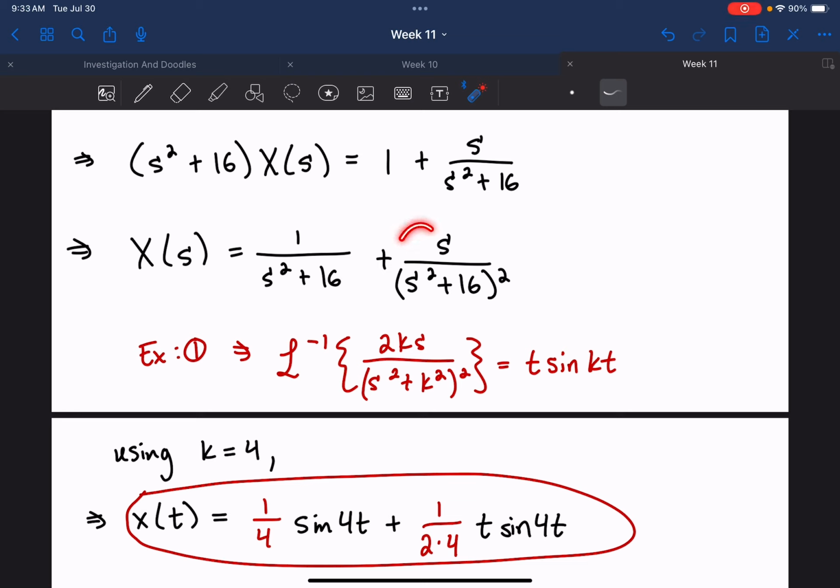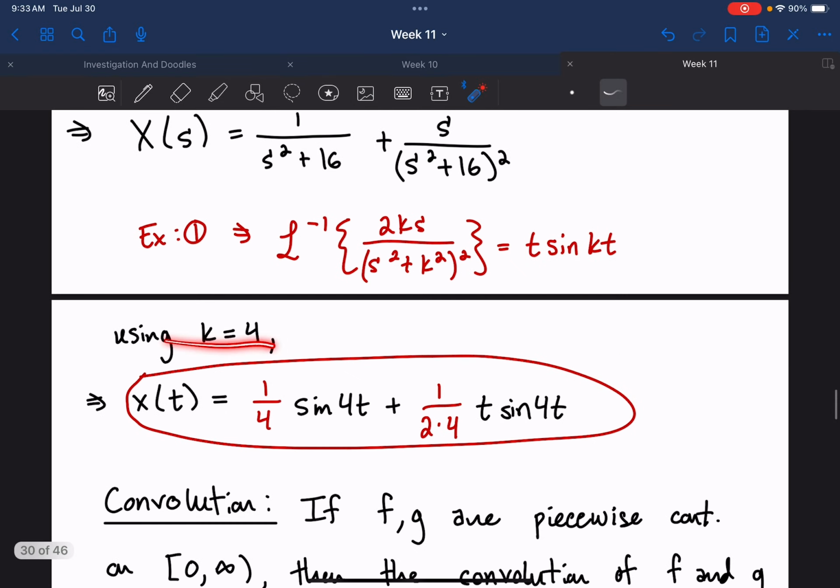We're missing a 2k, right? So we need 2 times 4 on top, right? We need a 2 times 4 right here for this to be the inverse Laplace transform of t sine kt. So using k equals 4, we know that we need to add a 4 up here as well, and divide by 4 out front to make this a sine Laplace transform. So we get a 1/4 sine 4t. And then we need a 1 over 2 times 4 to make this a t sine 4t, excuse me. And that's it.